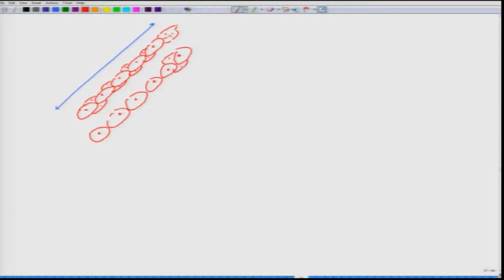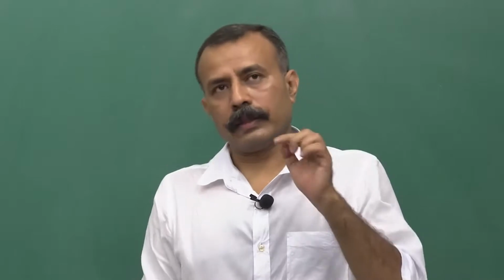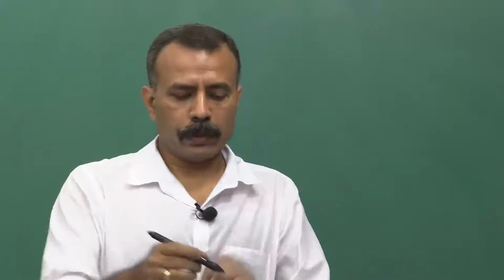And then its division stops. There is no more division. Division ceases. There is no further division now. Now what happens is there are two cells which are touching each other.